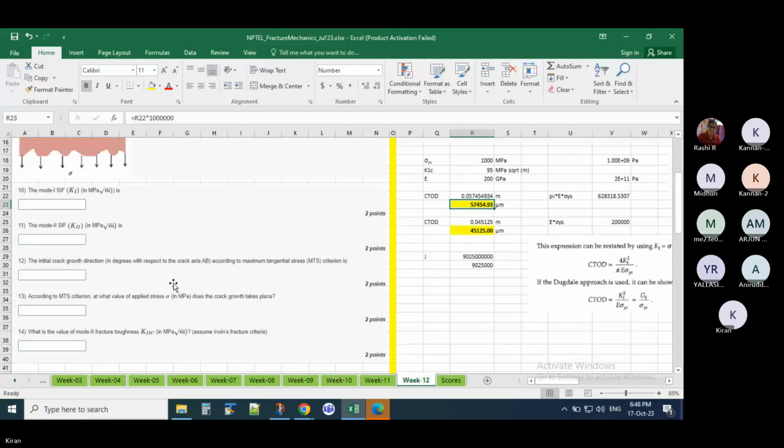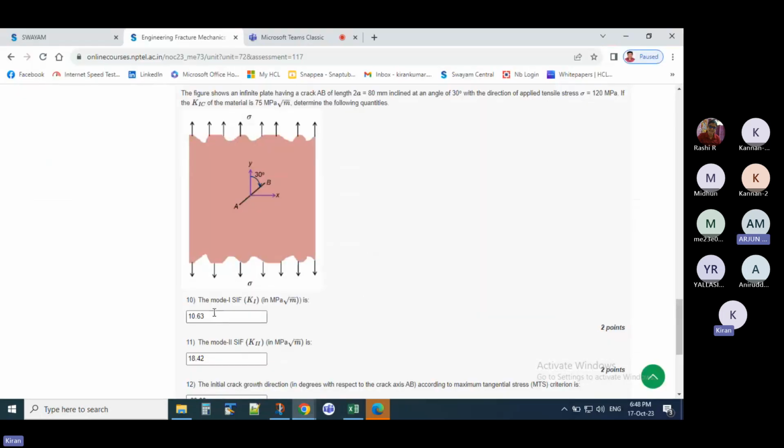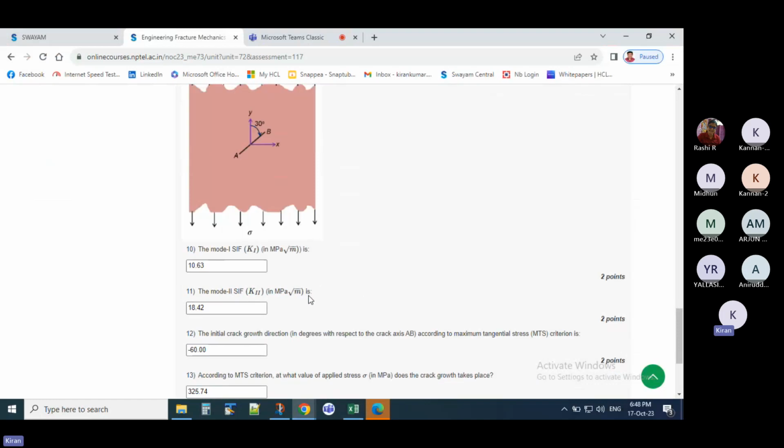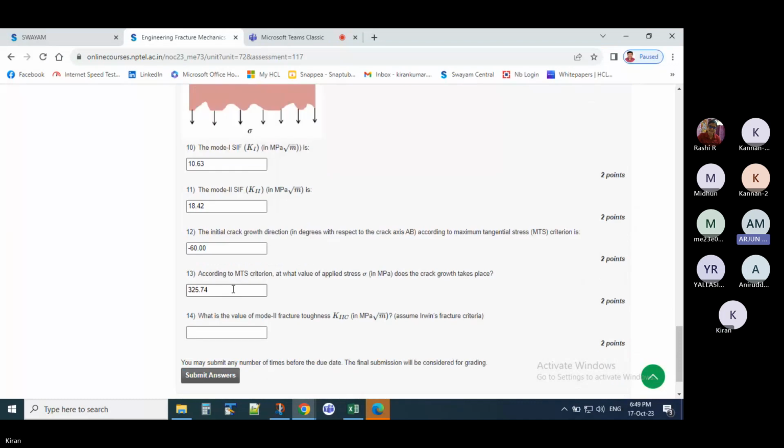So in this one, I have one. Okay, now we check my answers. Yeah, it's something similar. I got only the 13th one as 78. Yeah, the rest all is correct. 13th, MT, what is that? Maximum tangential stress, no?